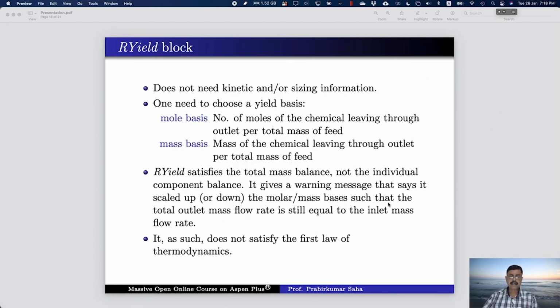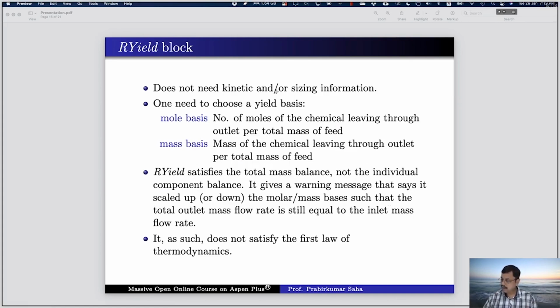On the other hand, the RYield block does not need any kinetic or sizing information, but it works on some yield basis. The yield basis can be either molar or mass. That means the number of moles of chemicals leaving through the outlet per total mass of feed, and for mass basis it is the mass of the chemical leaving through the outlet per total mass of the feed. You can say mass fraction.